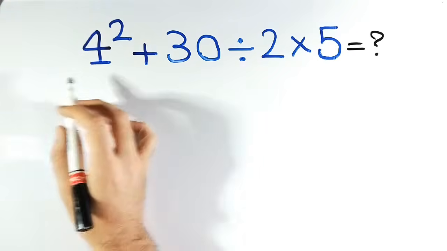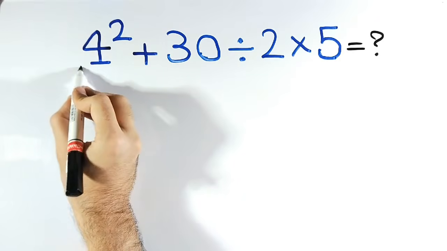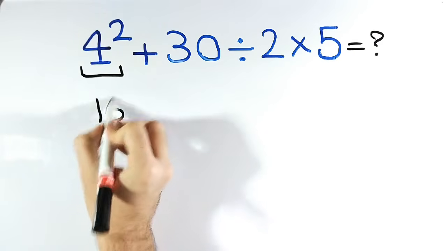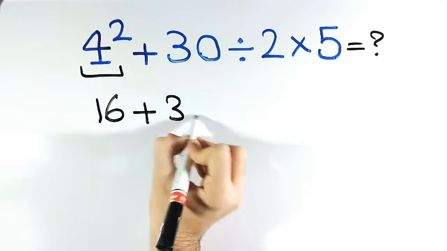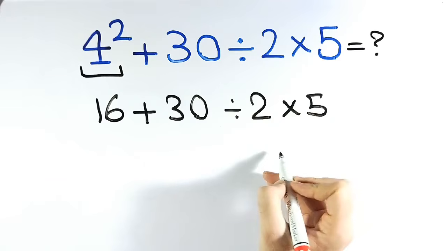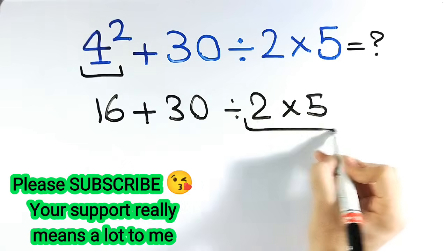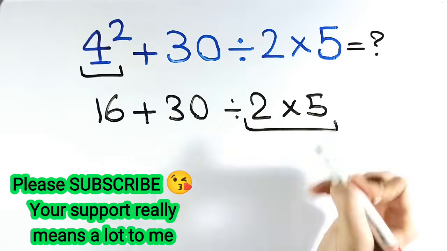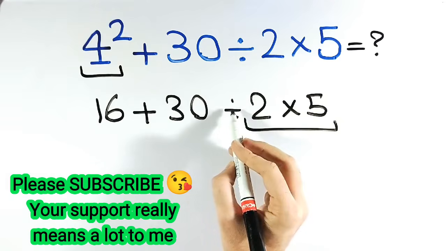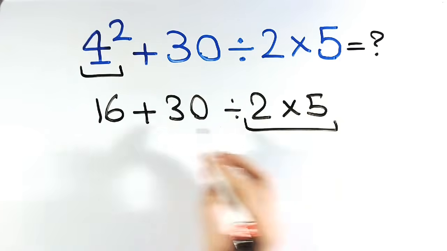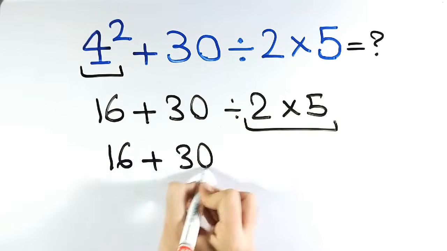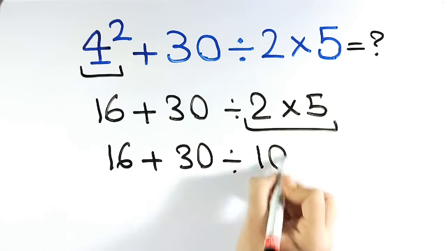Also, some other people, when solving this question, again go straight to the exponent, and instead of this expression, they write 16 plus 30 divided by 2 multiplied by 5. And the next step, they go for the multiplication between 2 and 5, because they believe multiplication has a higher priority than division. So, they rewrite this expression as 16 plus 30 divided by 10.